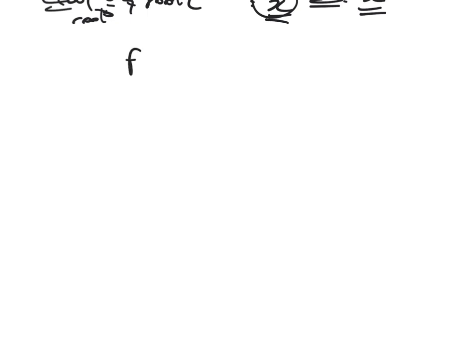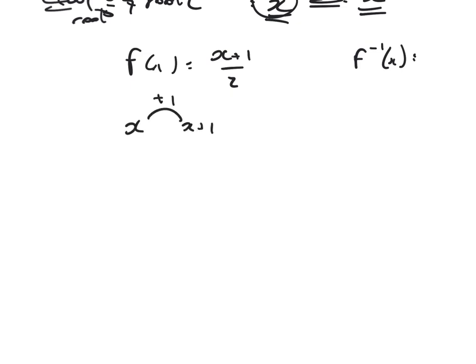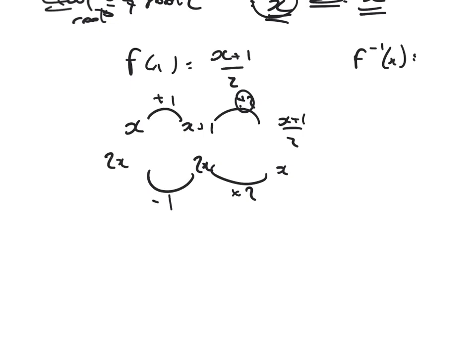Okay, let's try this one. f of x equals x plus 1 over 2. Find the inverse function. Okay, so the first thing that we do then is add on 1 to get x plus 1, and then divide that by 2 to get x plus 1 over 2. So let's unbuild the function. The opposite of dividing by 2 would be to multiply by 2 to get 2x, and then the opposite of adding on 1 will be to take away 1, 2x minus 1.